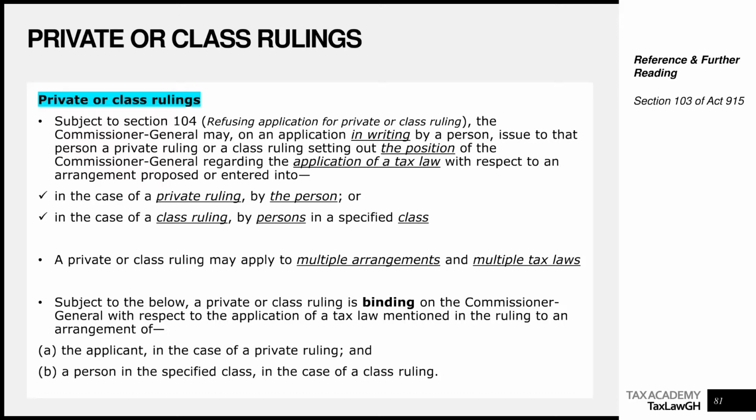So we are saying that the Commissioner General may, on application in writing by a person, issue to that person a private ruling or a class ruling, setting out the position of the Commissioner General regarding the application of a tax law with respect to an arrangement proposed or entered into, in the case of a private ruling by that person, in the case of a class ruling by persons in a specified class.